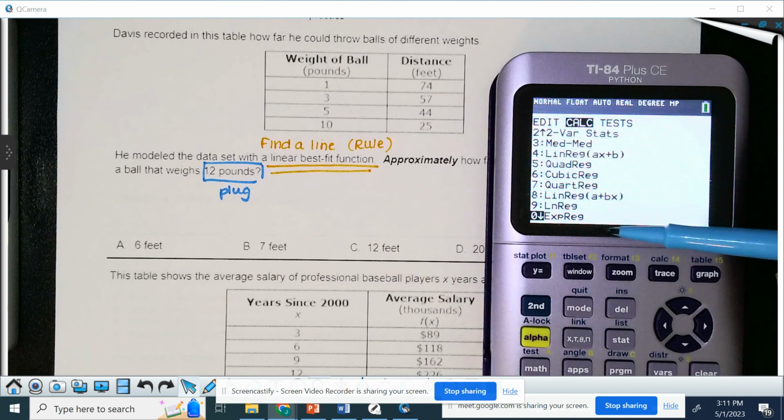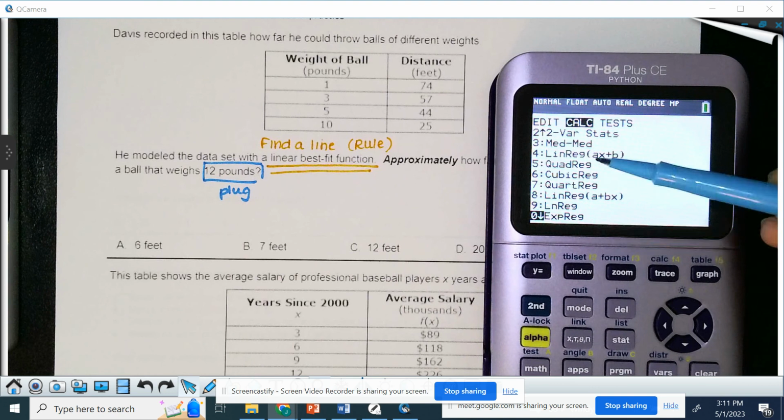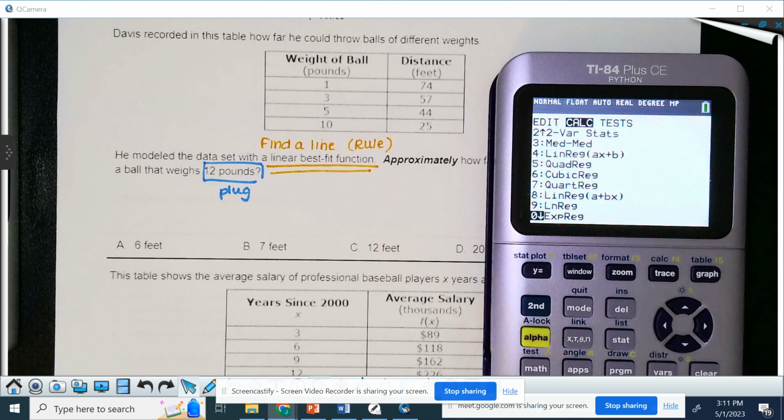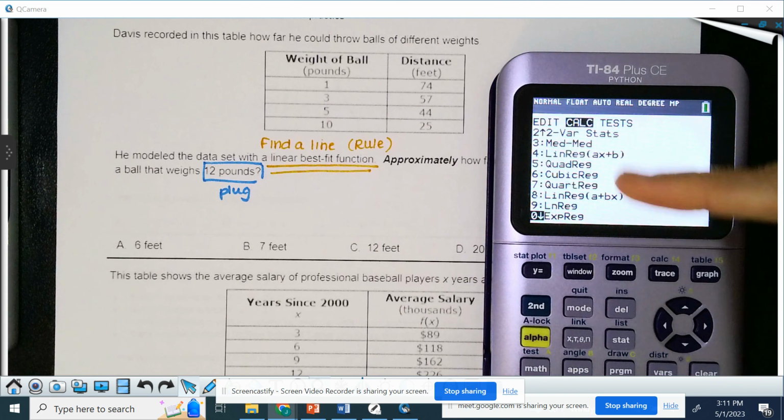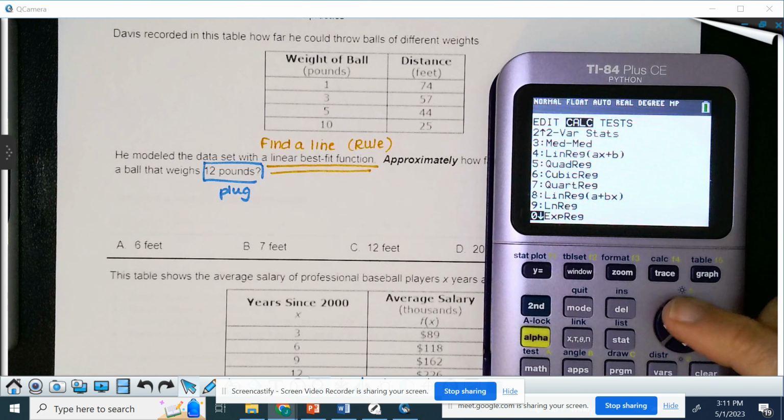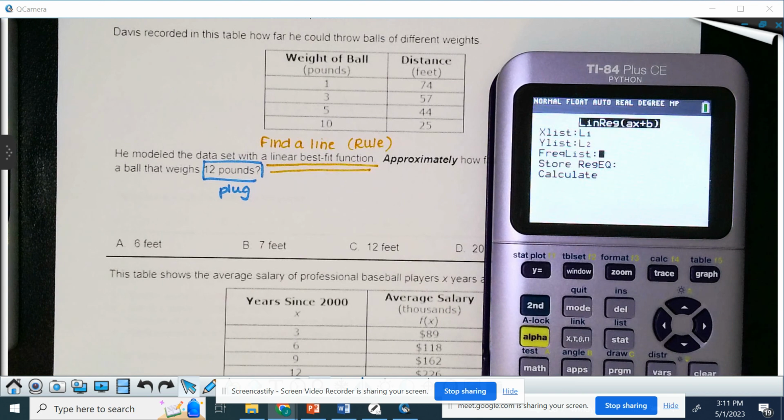So 4 and 0 are probably the most used in questions for EOC. Linear, quadratic, and exponential are all fair game. I've seen more linear, a few exponential, not very many quadratics. But again, the only difference is that you would use 4, 5, versus 0, whichever one we're looking for. In this case, we're looking for a linear regression. Depending on your calculator, you may have to hit enter a few times, but ultimately you want to get down to Calculate. Hit enter.